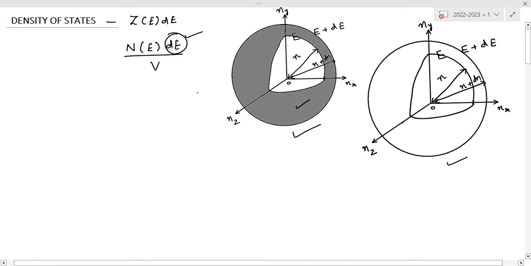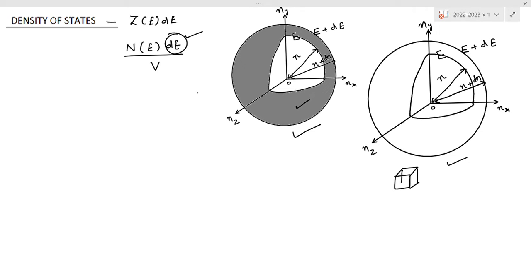For this, we are going to assume a cubical metal piece. Let A be the side of the cube. Then the volume of the cube is A cube. So the total volume of the metal cube is A cube.